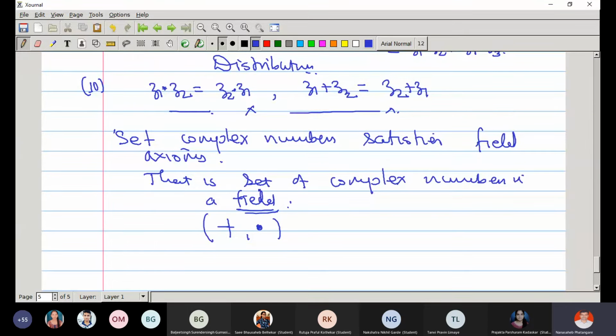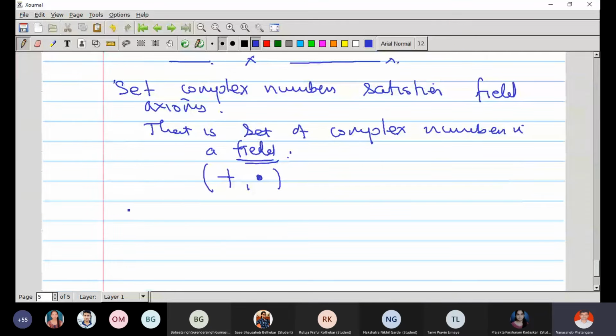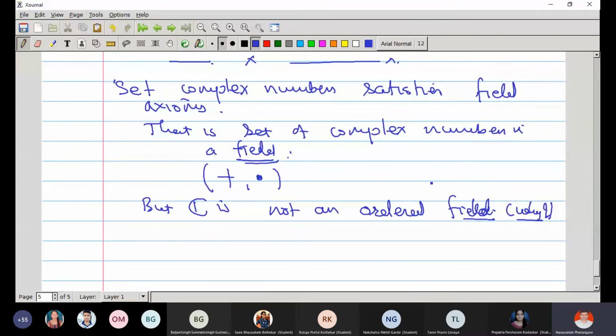But there are some other properties of real numbers which are not satisfied by complex numbers. But C is not an ordered field. Why, you can think about it later on. Right now it is not very essential. Sir, can you please repeat the last few sentences? I wasn't able to hear it clearly.